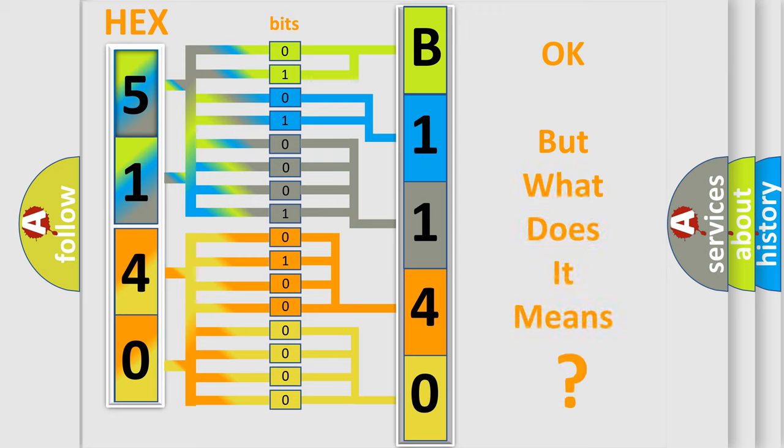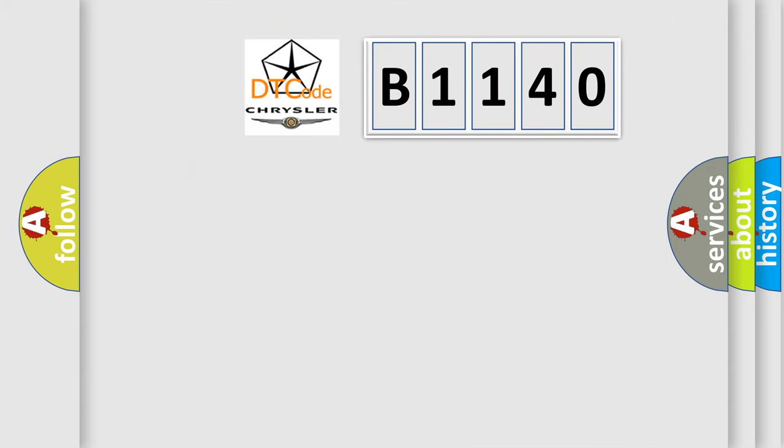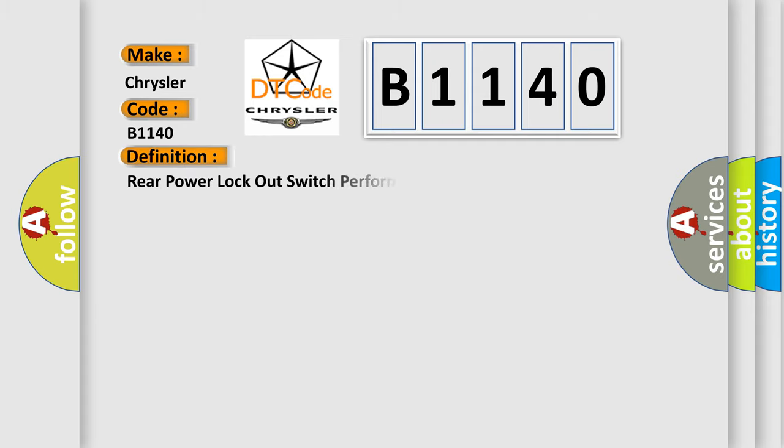The number itself does not make sense to us if we cannot assign information to what it actually expresses. So, what does the Diagnostic Trouble Code B1140 interpret specifically for Chrysler car manufacturers? The basic definition is rear power lockout switch performance.